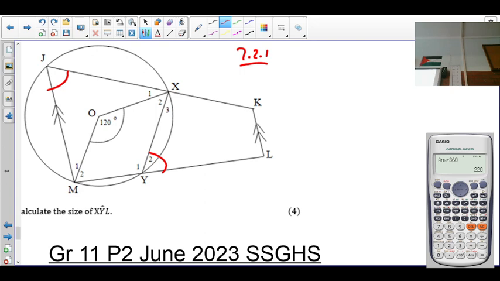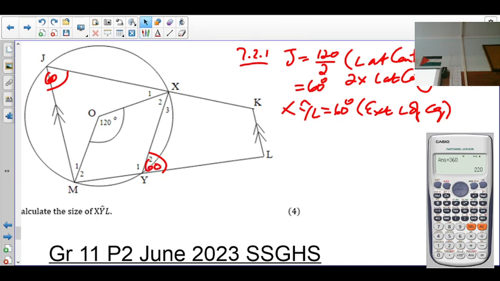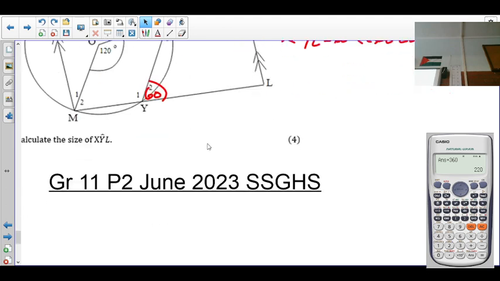So angle J is equal to 120 divided by 2, which is 60. Why? It's angle at center equals 2 times angle at circumference. So there's 60. I can either call this Y2 or XYL, which is equal to 60 degrees. Why? It's the exterior angle of a cyclic quad. The exterior angle of the cyclic quad is equal to the interior opposite angle. Okay, let's look at the next question.